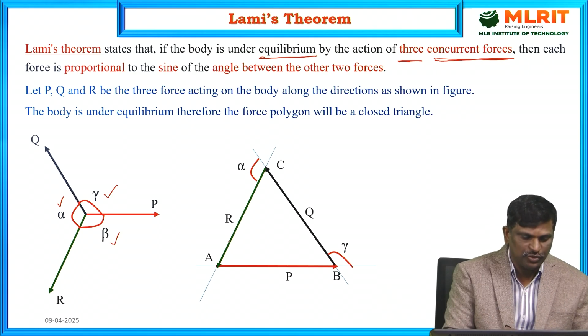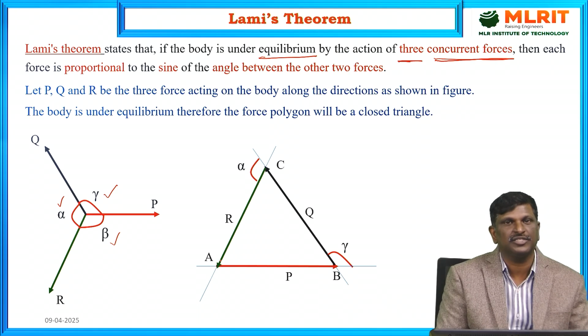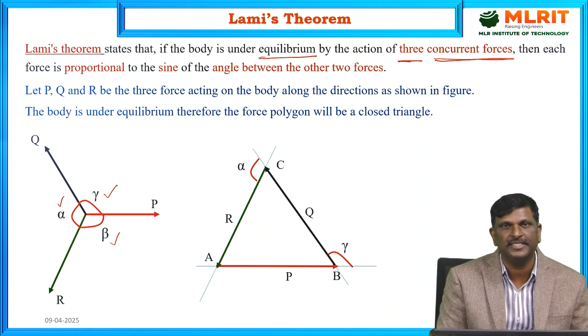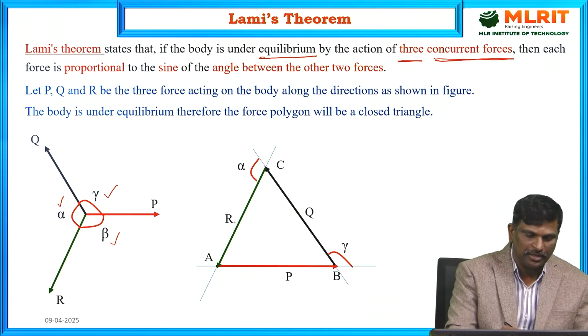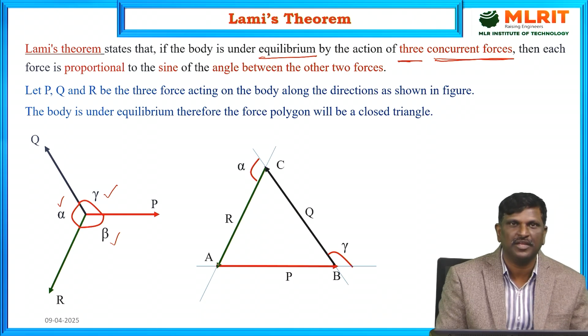If the last point is not joined to the first point here, then we will get a resultant. If the resultant is there, the body is not said to be under equilibrium. If the body is said to be under equilibrium, the resultant equals 0. That's why the last force will come and join with the first point.